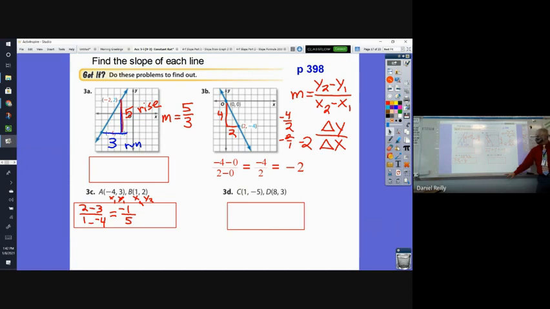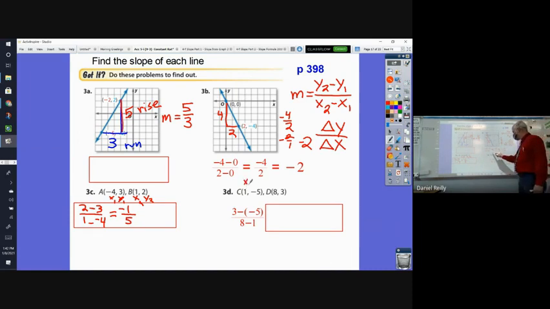Okay? All right, this one, no graph, so you gotta use the slope formula. I use the slope formula like this. 3 minus -5, so I call this x2, y2, and this one x1, y1. And you label it. So 3 minus -5 is +8. 8 minus 1 is 7. So they're both positive. So the slope is 8/7.